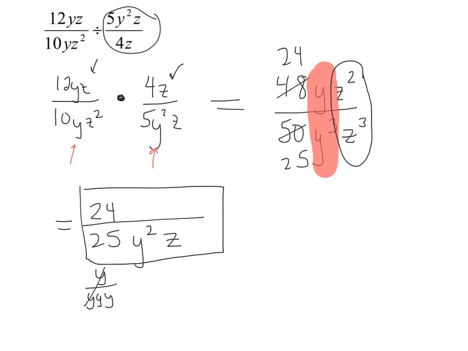So again, a lot of factoring. A lot of the problems that aren't monomials like this one will need factoring. But again, you're just really trying to cancel out the things that are the same after you multiply, or after you flip and multiply.